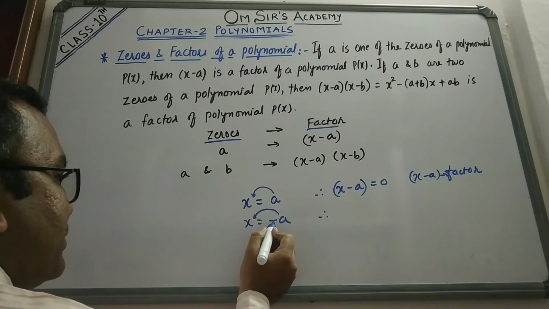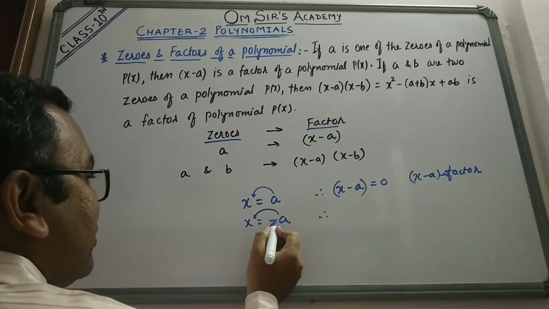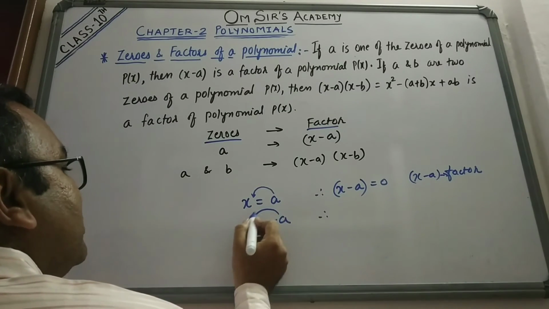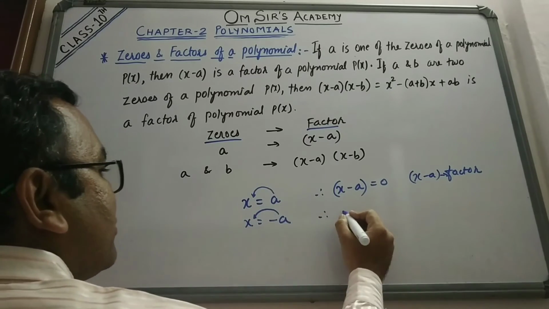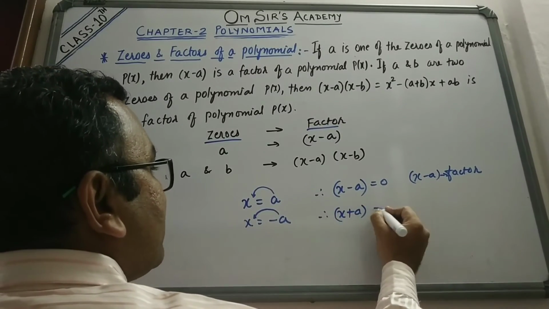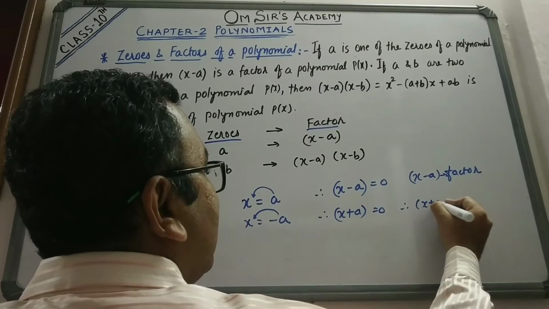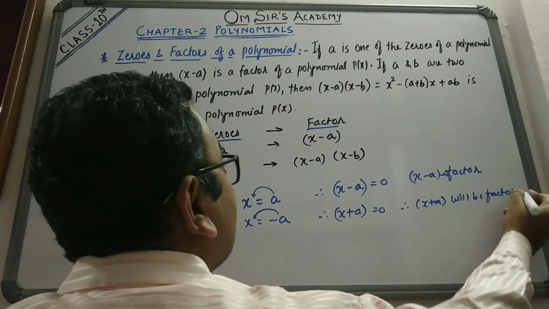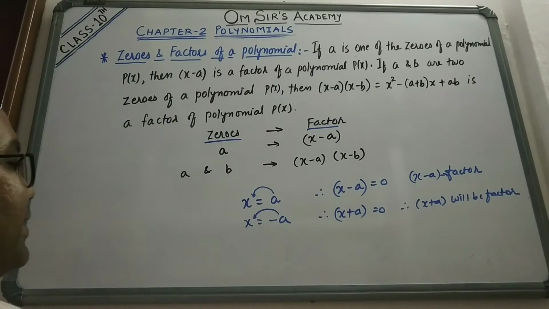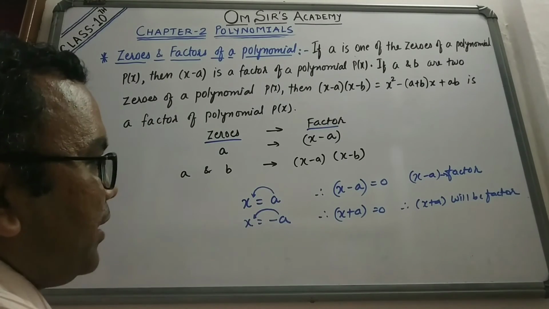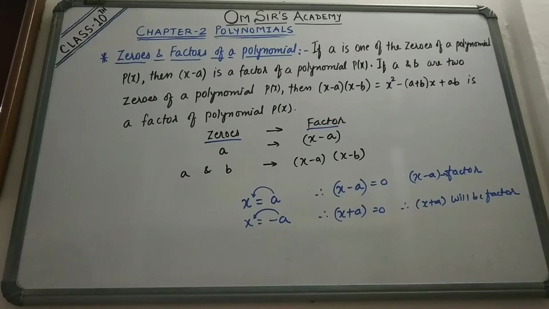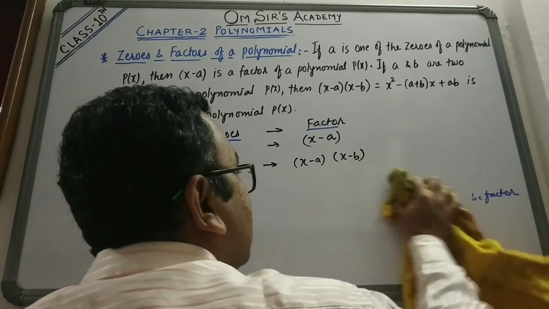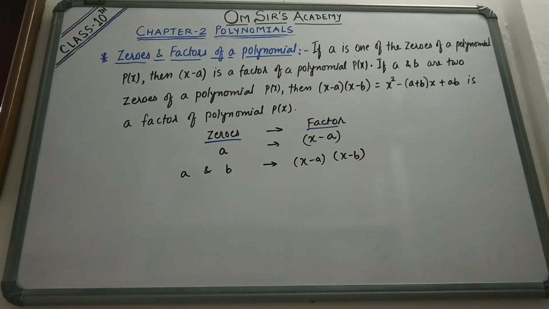Here if I take this minus a, which was the zero of a polynomial, to this side, that will become plus a. So it will be x plus a equals 0. So therefore x plus a will be the factor. Okay friends, so here it is given how we predict factors from zeros. So for example, now I am taking some numericals.